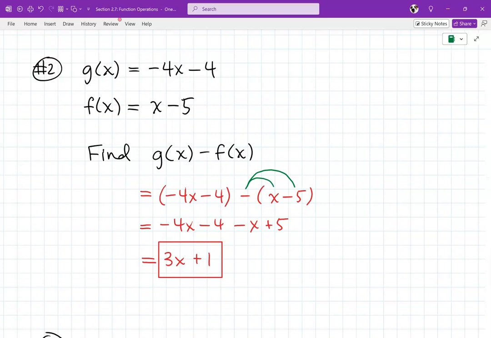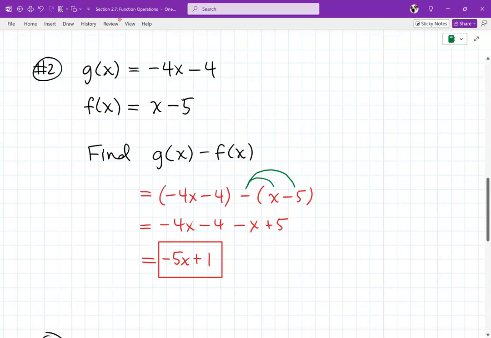It would be a negative 5x, right? Hold on, let me check something really quick. You're asking me why did the x turn negative? It should be negative 5x. Oh, I see what you're saying. Thank you. So I'll write that down right now. Yes, this should be a negative 5x. I didn't see my own minus sign.